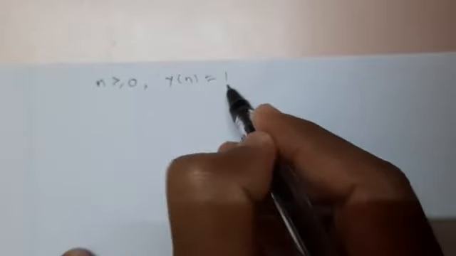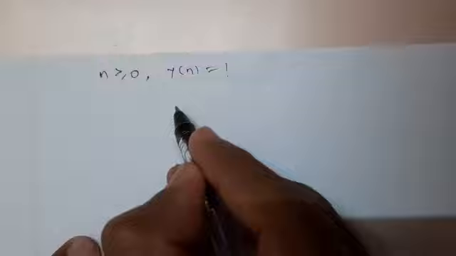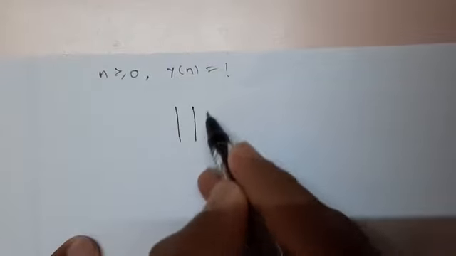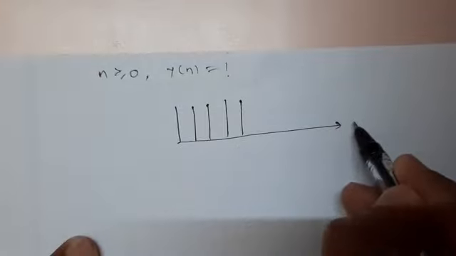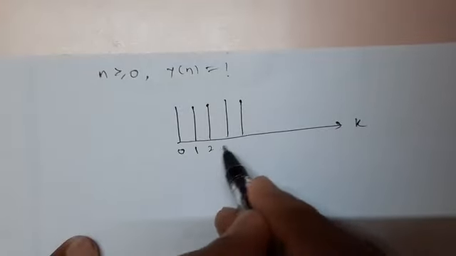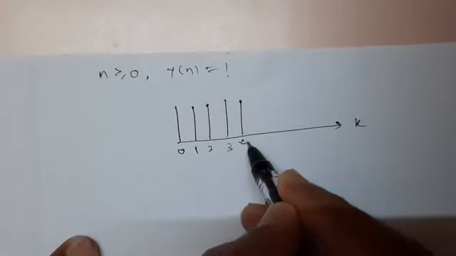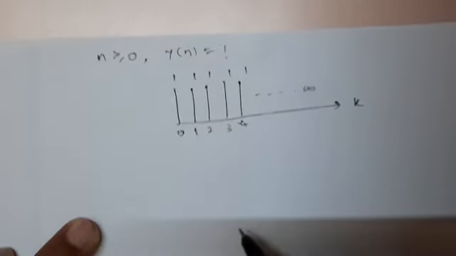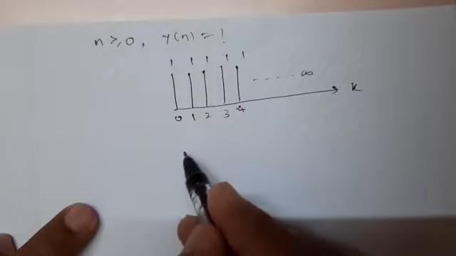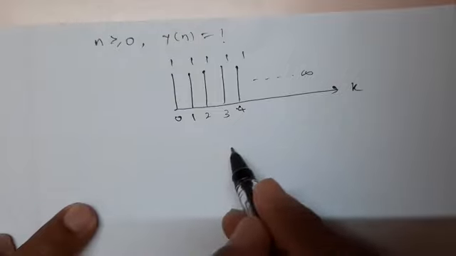for n greater than or equal to 0. We are trying to write what is y of n. So again, write u of k whose amplitude is 1 for all the values of k from 0 to infinity. Again u of minus k plus n, but now n is greater than or equal to 0.